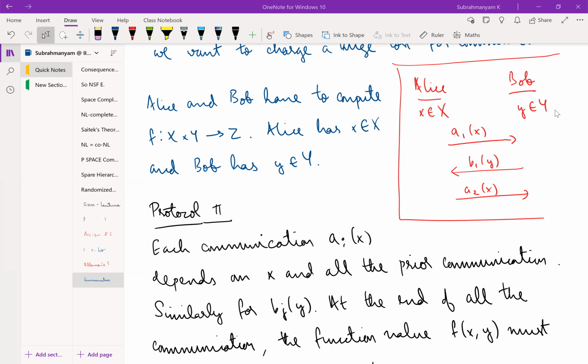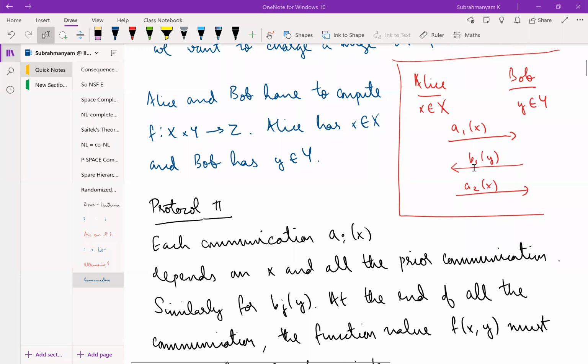But this need not happen this way. Maybe there is a way for Alice to send some information and then Bob could do something with that information and maybe send some other information back to Alice, and then Alice could send something else back to Bob, and this could go back and forth a few times, as indicated in this figure. And this could result in the computation of the function value. Such an arrangement is called a protocol.